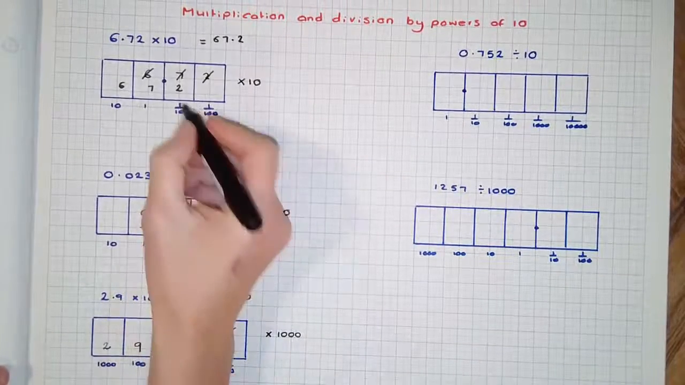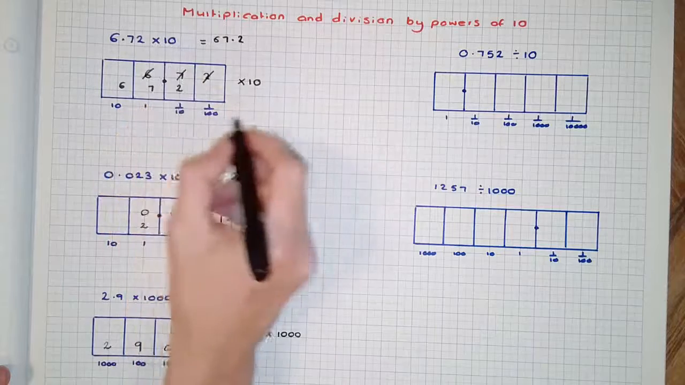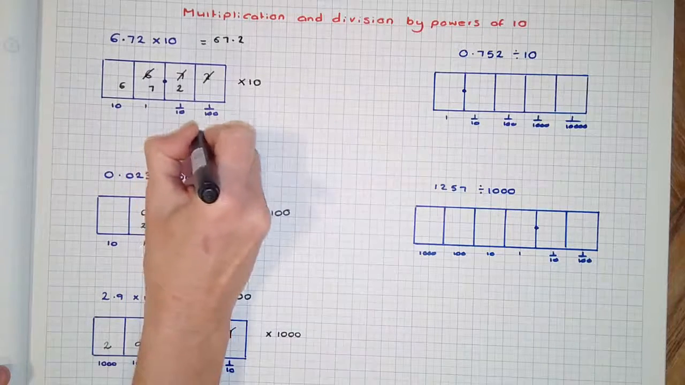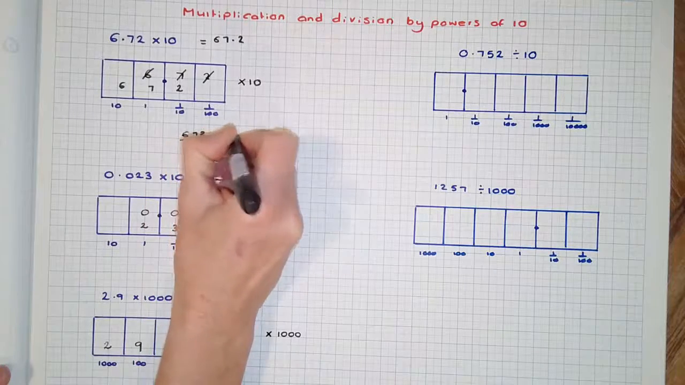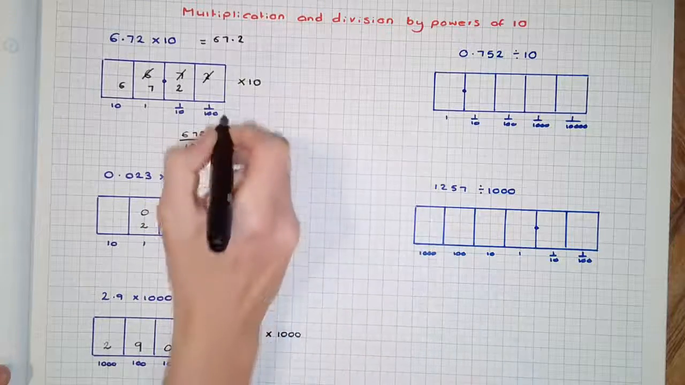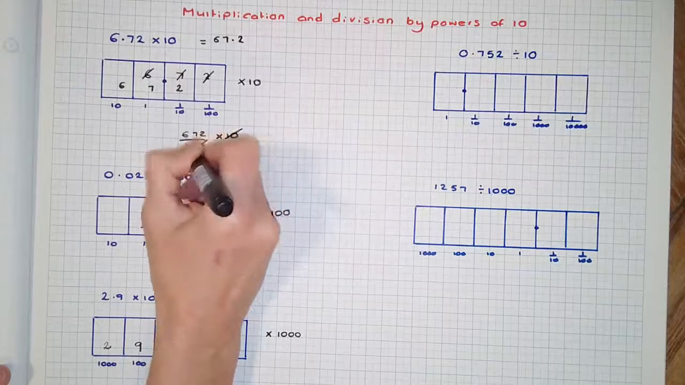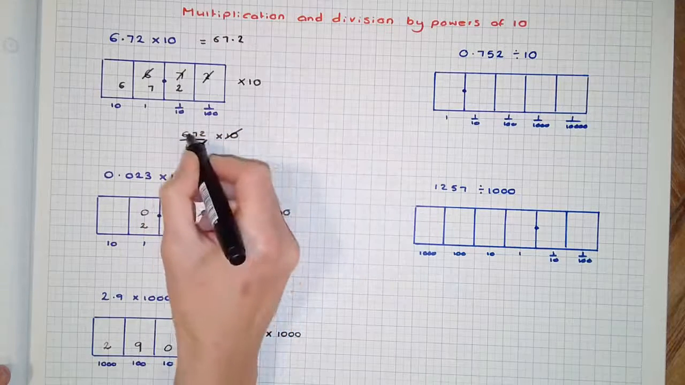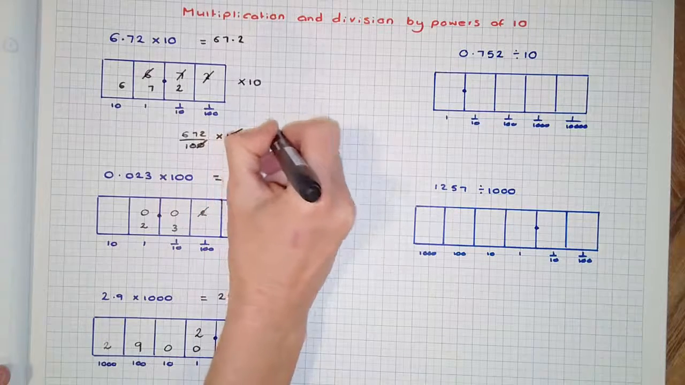Another way to multiply decimals is to convert to fractions. Let's go back to our first example here. So 6.72 times 10 is like 672 over 100 times 10. Doing some simplifying, divide by 10, times by 10, divide by 10, divide by 10, and I just get 672 over 10, which would be 67.2.